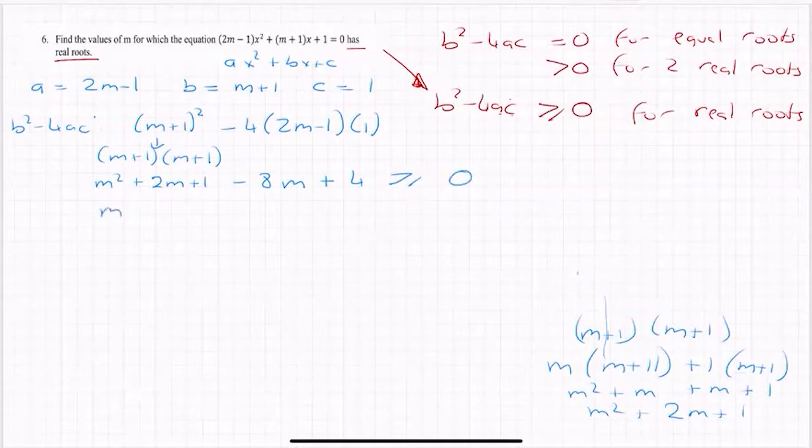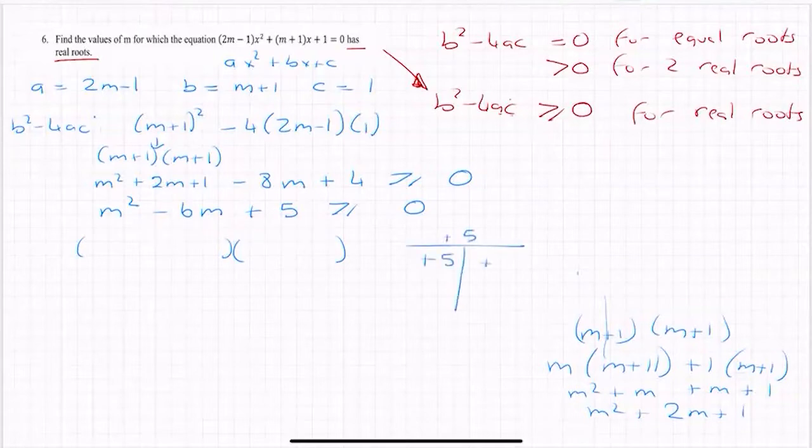So let's tidy it up. m squared, I have plus 2m minus 8m, so that's minus 6m, and 4 and 1 is 5. Let's solve this to get my critical values. It's the factors of 5 that add to give me minus 6. Okay, so 5 is your guide number.